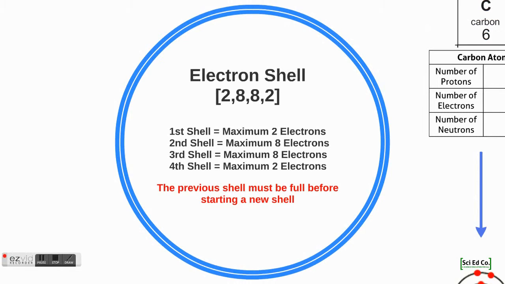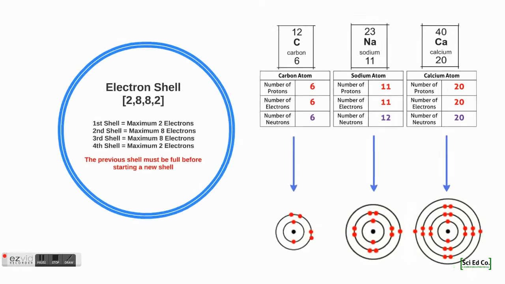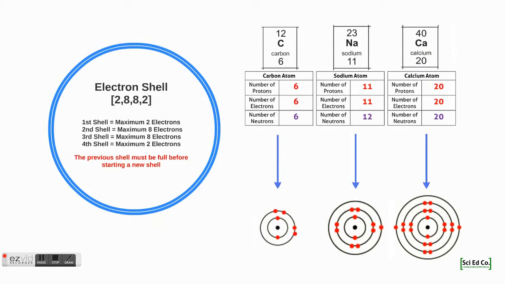In the first electron shell, you can fit a maximum of 2 electrons only. In the second electron shell, you can fit a maximum of 8 electrons. You can also fit 8 into the third shell. In the fourth shell, you can only fit a maximum of 2 electrons. It's important to remember that the previous shell must be full before starting a new shell. Now, let's have a look at some examples using this 2882 rule.